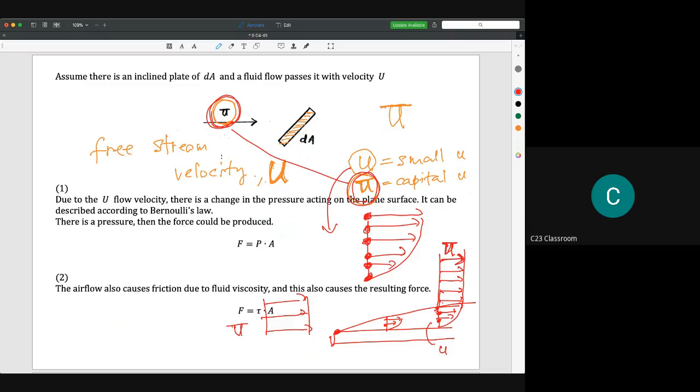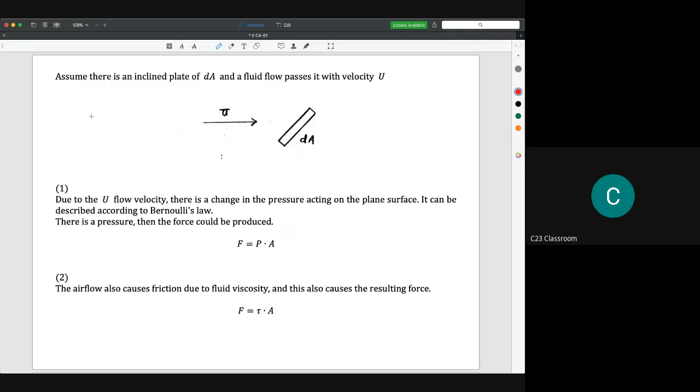Okay, that's the symbol. And then if we have velocity, according to the Bernoulli equation, when the velocity increases, the pressure decreases, and vice versa. So the existence of U here will lead to pressure. The pressure will act on the area here, so it will give force. So according to the Bernoulli equation, we could have force from the pressure.